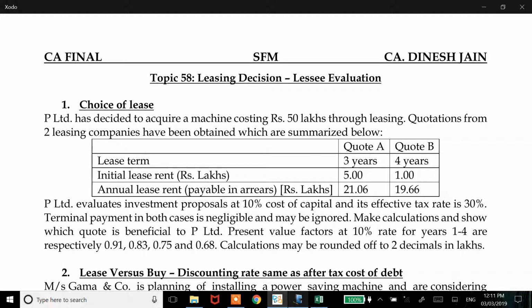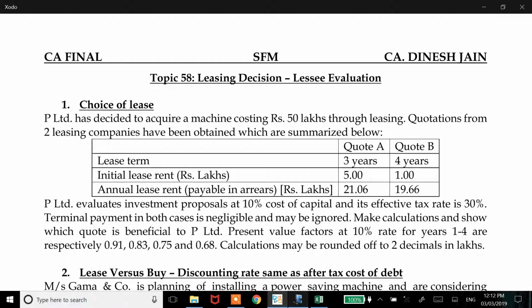21.06 into 70% minus 5 lakh. No, your assumption is wrong. The 21 doesn't include that 5. Okay, so it's an extra payment. So it will be both 21.06 into 70%, minus 5 lakh into 0.07 whatever. No, you went in the right direction, but you missed it somewhere.